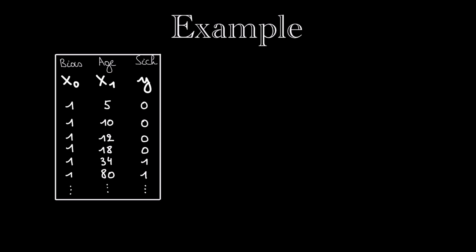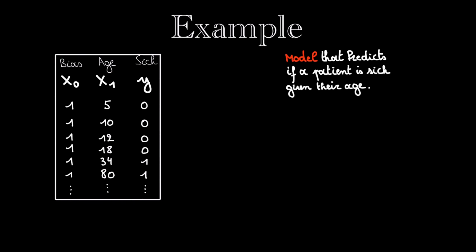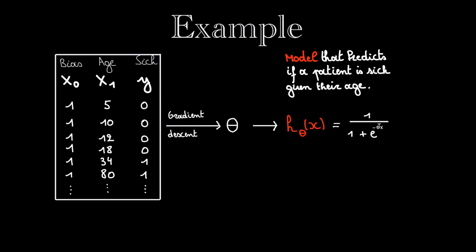Assume that you have a data set like this and you want to create a model that predicts whether a person is sick based on their age. Then you run an algorithm, like gradient descent for example, to find good values for the parameters theta that fit the data well. And once this is done, you can put these values into the sigmoid function, which will give us our hypothesis.